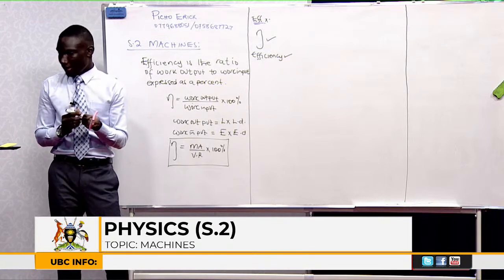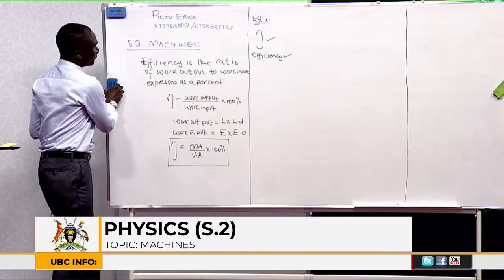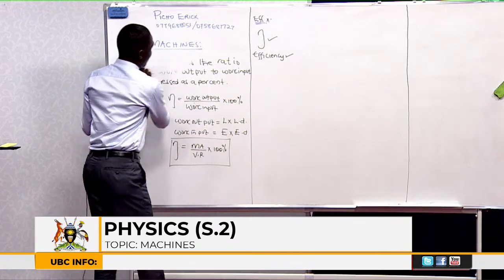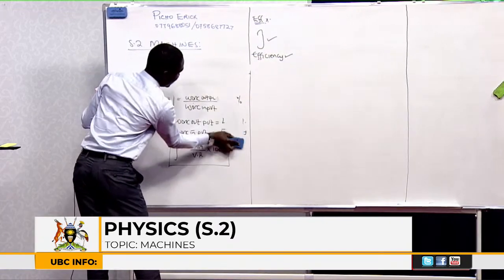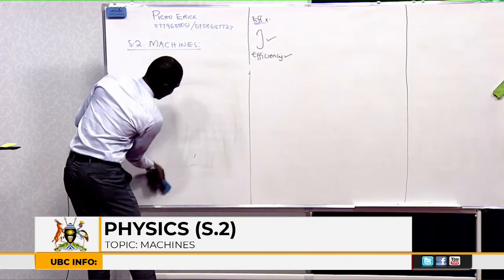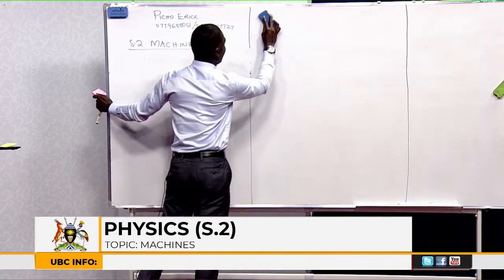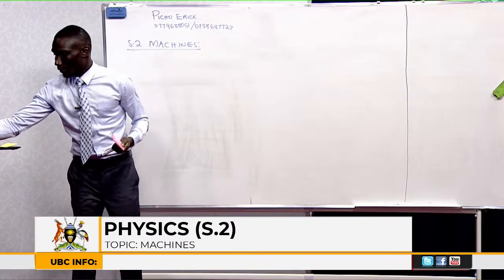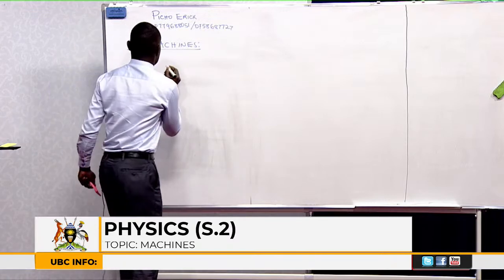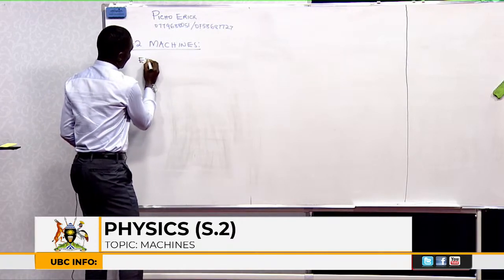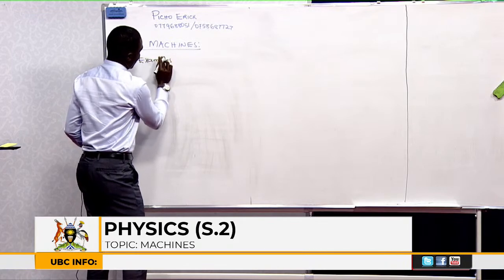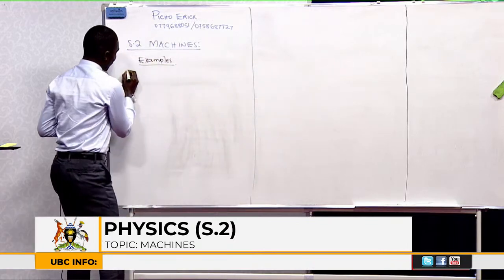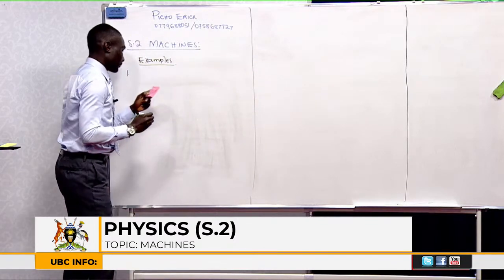You can write this example somewhere in your notebook. I'm going to rub this side because we don't need it anymore. So I'll just write this, rub this. So we have examples. Please write this example down.